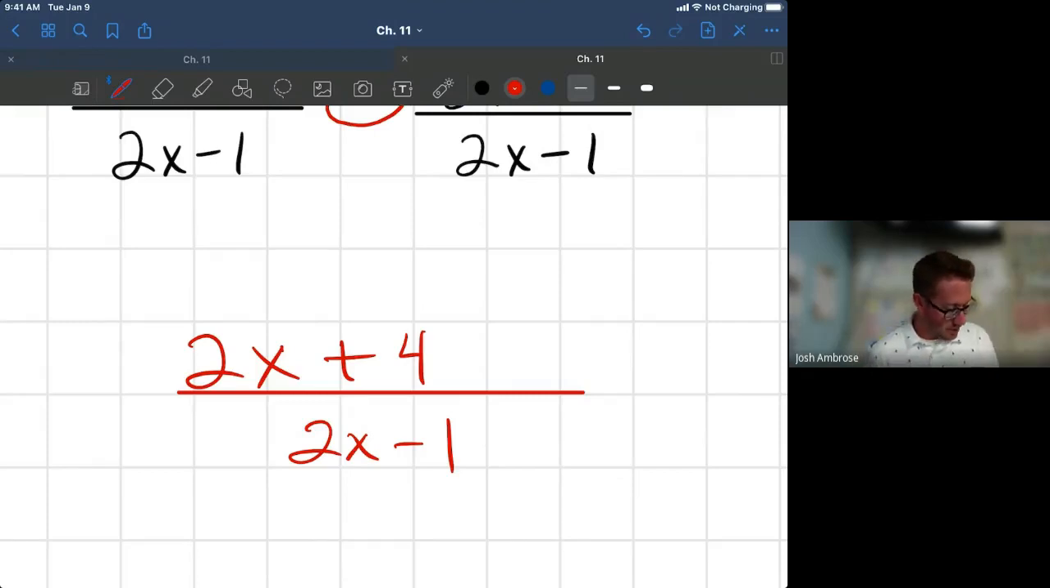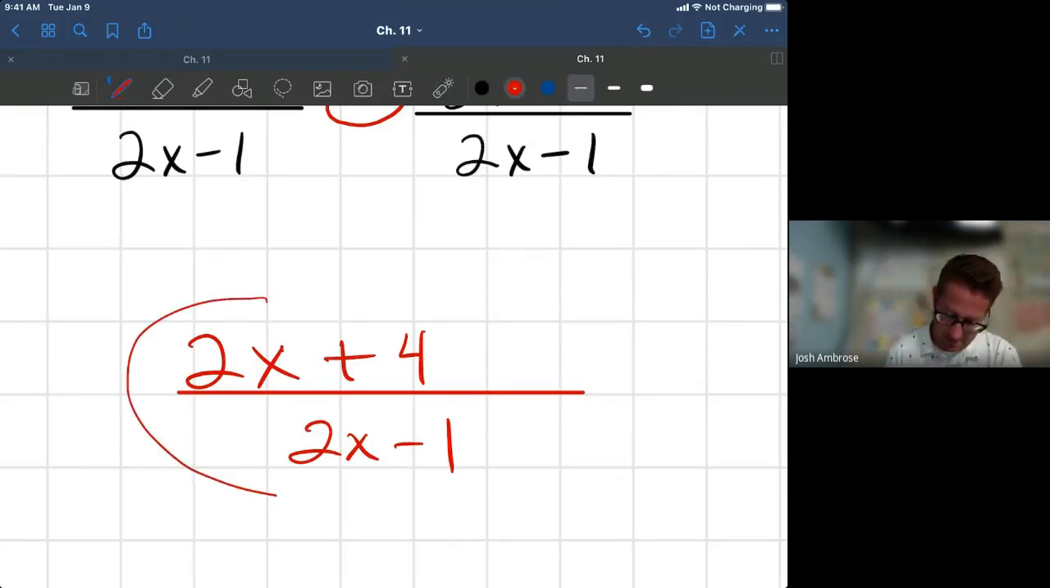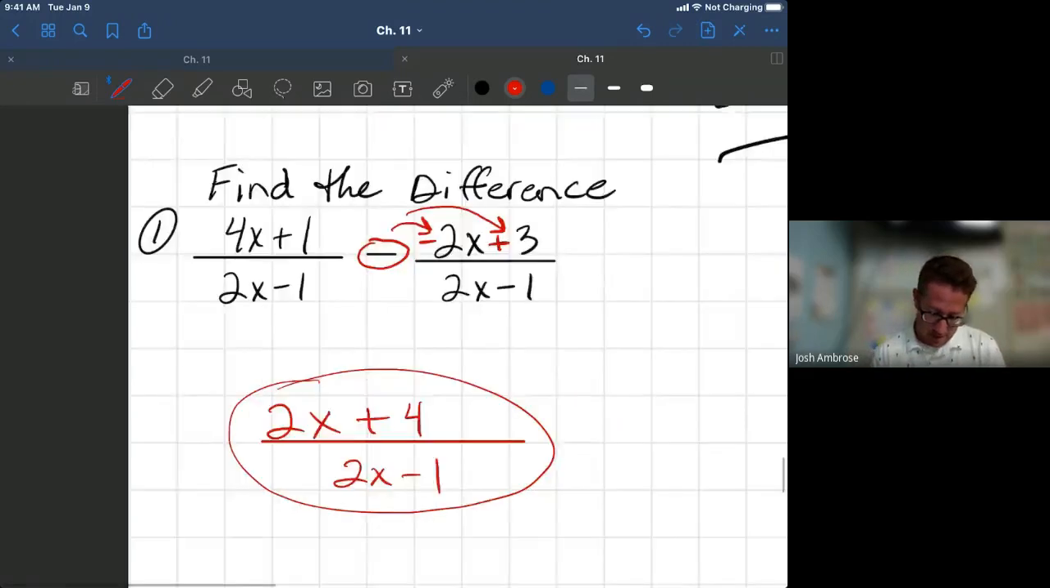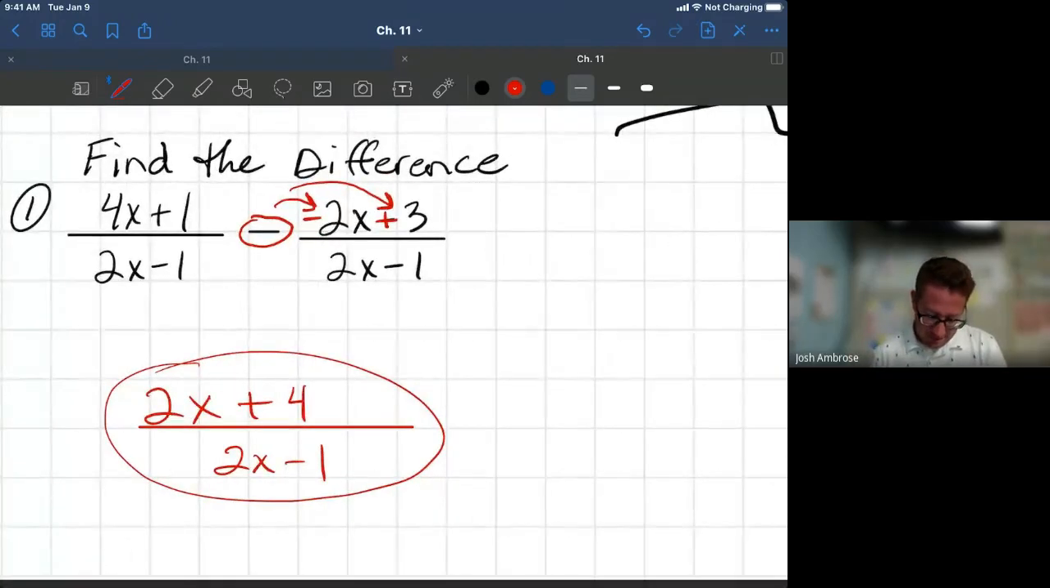Now, in looking at this right here, you may think, okay, I could take a 2 out of each of these, but it won't help my answer. So it's okay to leave this right there simplified as is. It does not help you to take the 2 out. You can't simplify it any further. So there you go. Number 1, finding the difference, already with common denominators.